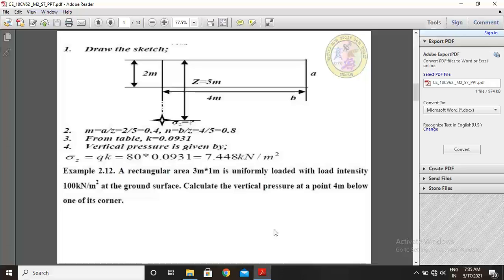Next problem. A rectangular area 3 meter into 1 meter is uniformly loaded with a load intensity of 100 kilonewton per meter square at the ground surface. Calculate the vertical pressure at a point 4 meter below one of its corners. This problem is also similar to the above problems. Okay, let us see how to solve this problem.